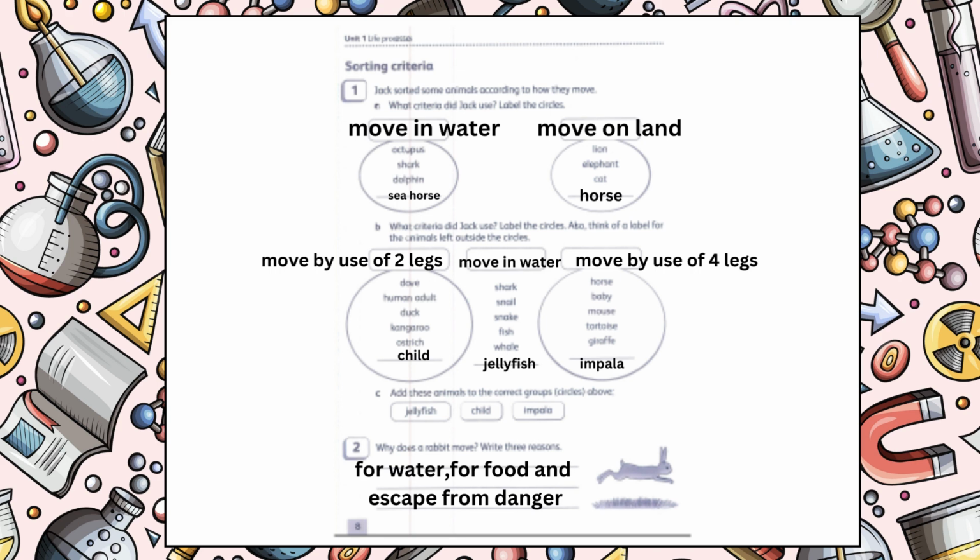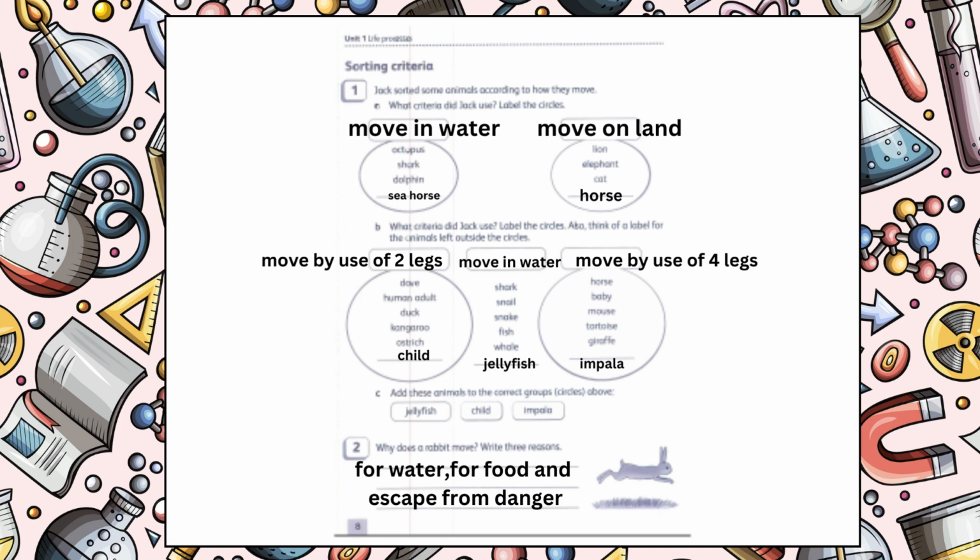So we move by two legs, so move by use of two legs. You can see dove, human, adult, duck, kangaroo, and ostrich, and you have to add child as well. And the last circle you can see horse, baby, mouse, tortoise, giraffe, and impala. You have to add it. So they use their four legs for moving.